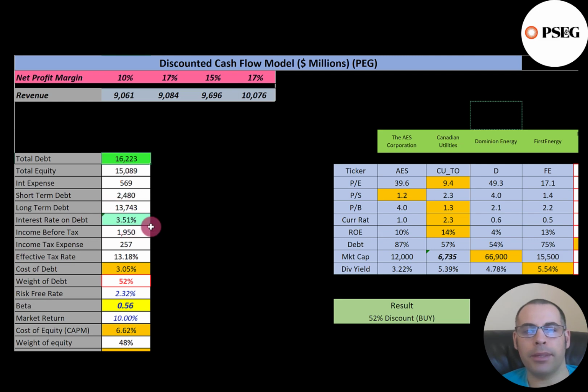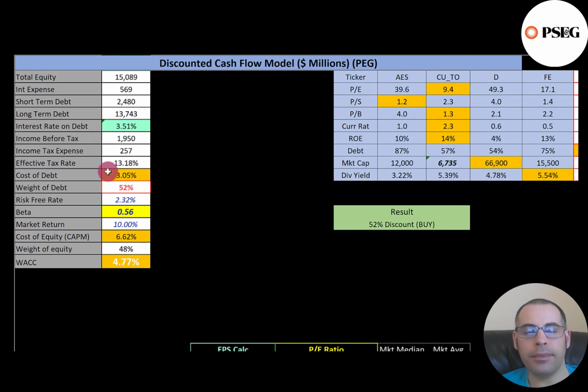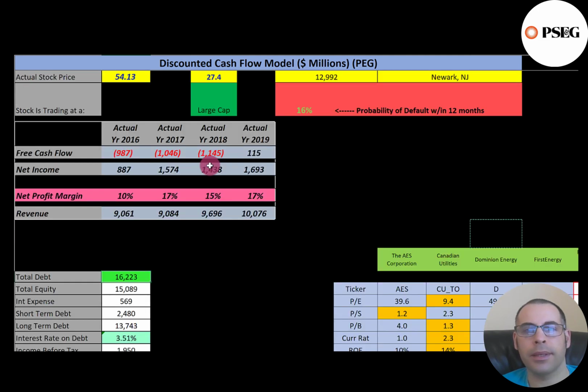They pay 3.5% interest on their debt, and cost of debt is 3%. They have 52% debt in their capital structure, which means they have 48% equity. Cost of equity is 6.6%, and we need the beta to figure that out. They have a low beta also, 0.56, so the stock moves half the market. And their WACC is 4.77%, which is a blend of the cost of debt and cost of equity, and that's a discount rate we're going to apply to the future cash flows.